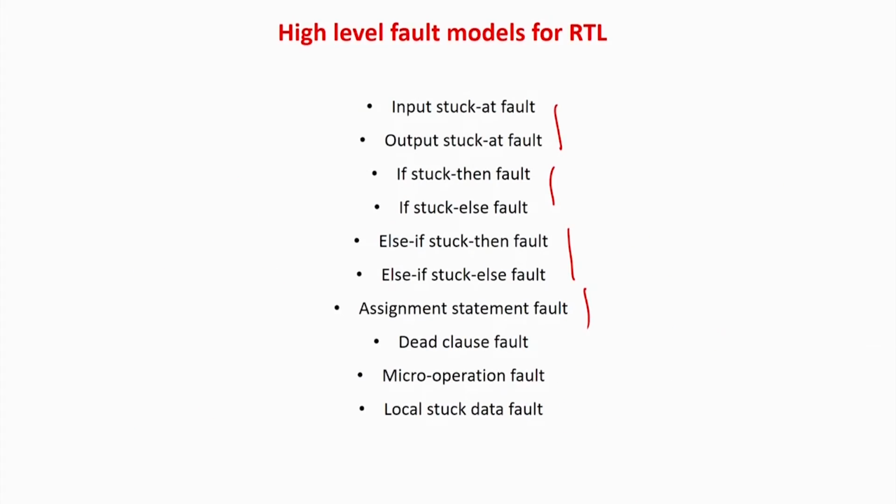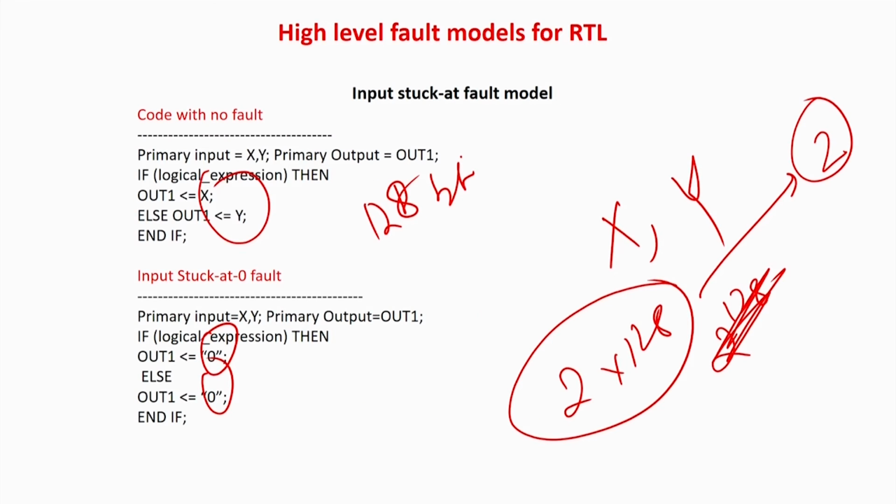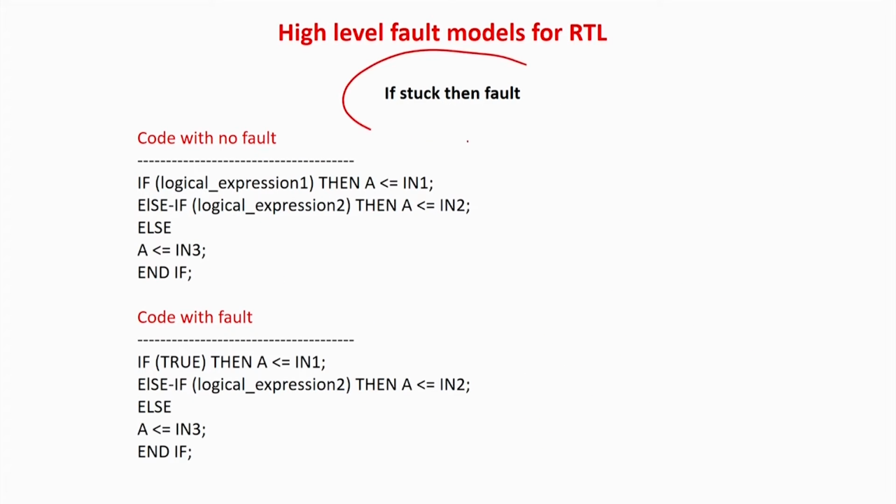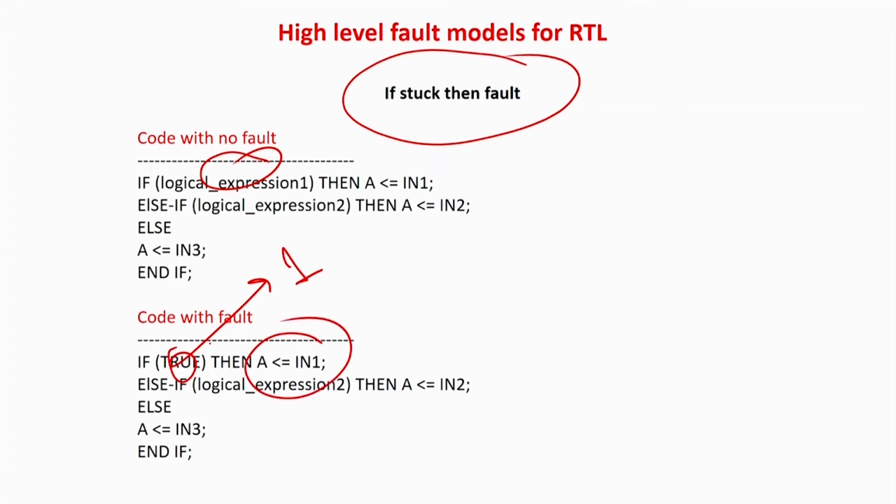But this is only one fault model. We have to apply all these and even many more to get around 90 to 95% correlation or coverage. This one may give you some 30% correlation. Then we have the if stuck fault. This is a logic expression which says that if some expression, then A equals in 1, else if, A equals in 2. Some code is there. Then what is the if stuck fault? It means this condition will be stuck at 1, so A will always be equal to in 1, because the if condition will always be true. I can also have if stuck at 0, which means the if clause will always be false.